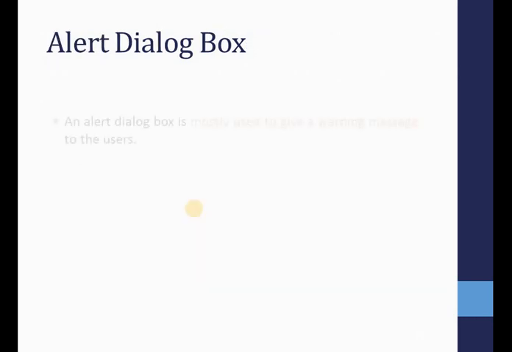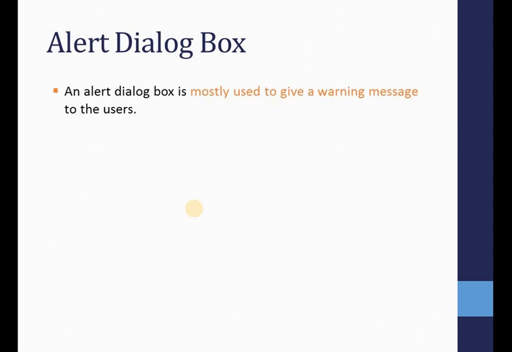The first one is the alert dialog box. An alert dialog box is mostly used to give a warning message to the user. For example, your disk is running out of space. At that time you can't do anything else, so you just need to click OK, I got your warning message, and I will do something related to that.